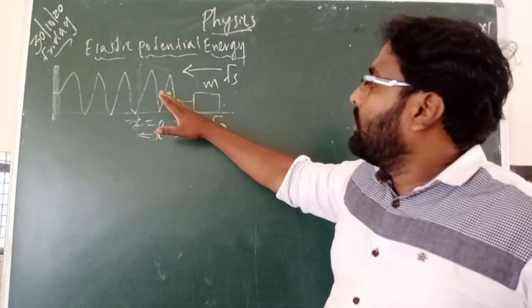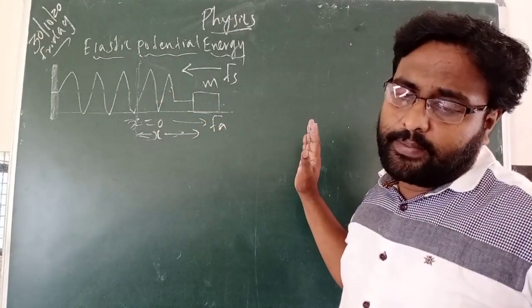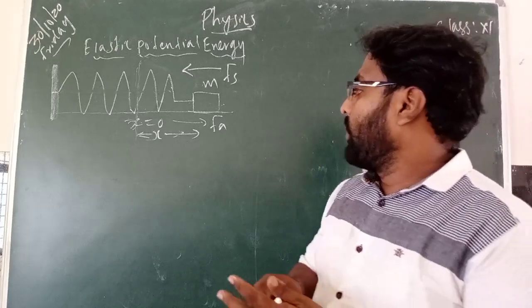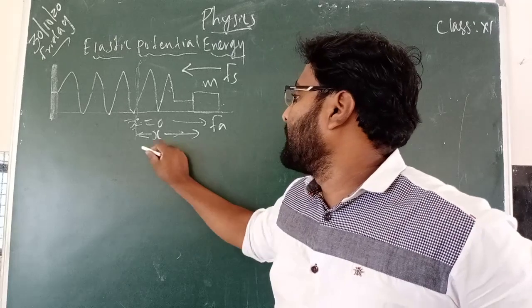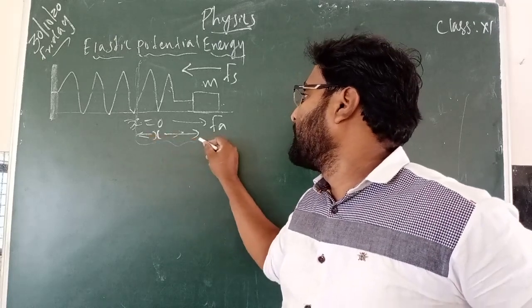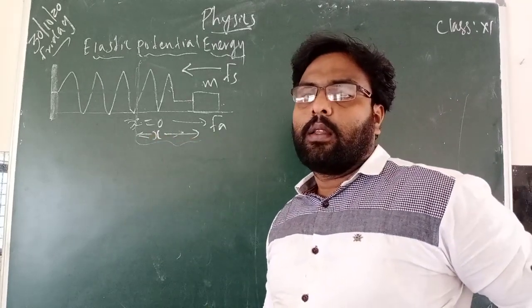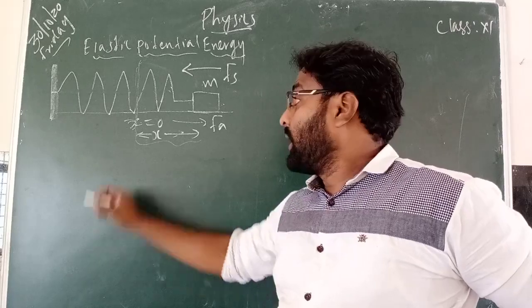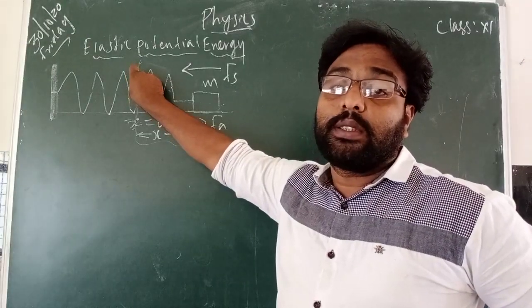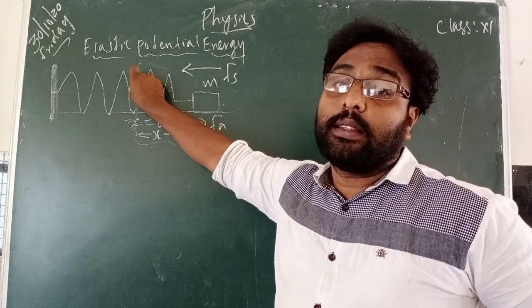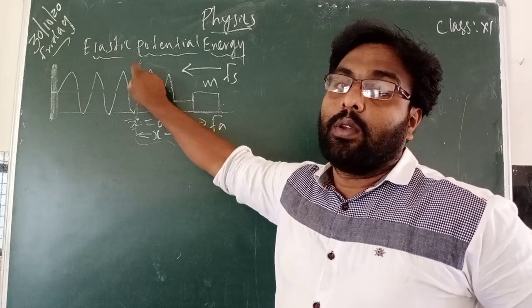Now, the spring along it, for a distance X. That is what? As soon as the spring is in its equilibrium position, its potential energy is 0.